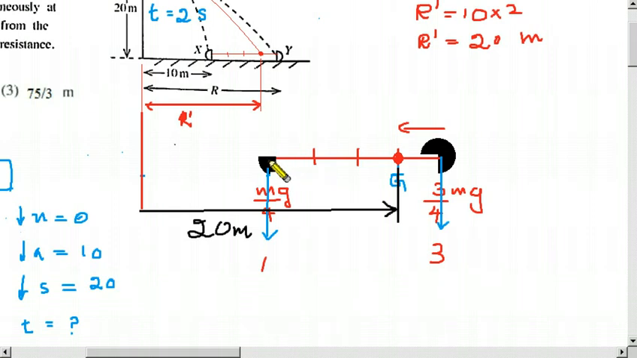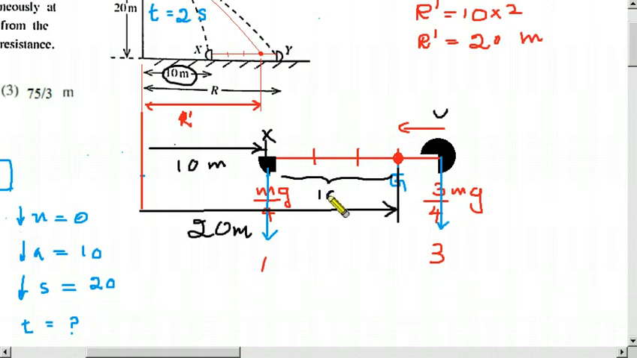So now this 10 to here, 10 meter. It is given here, this one is x and this one is y. To x, the distance from the bottom of the building is 10 meter. So what is this distance? 20 minus 10, 20 to here, 10 to here, then 20 minus 10 is 10.